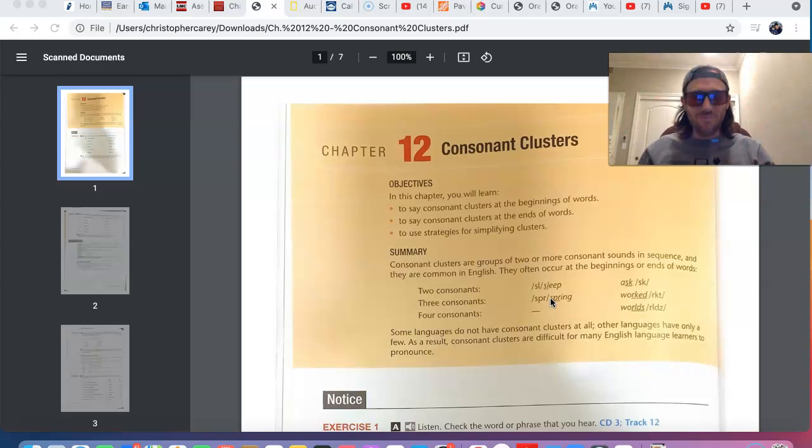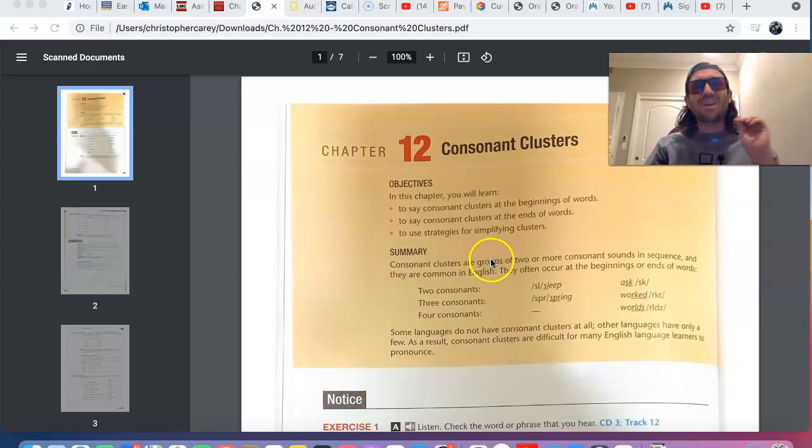Woohoo! All right, final chapter of our course, and that is chapter 12, consonant clusters. Consonant clusters are groups of two or more consonant sounds in sequence together. In English we say cluster. A cluster is a group of items close together. And that's what consonant clusters are.